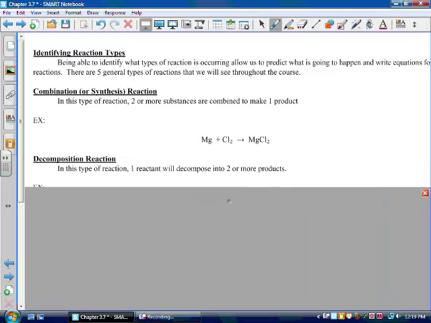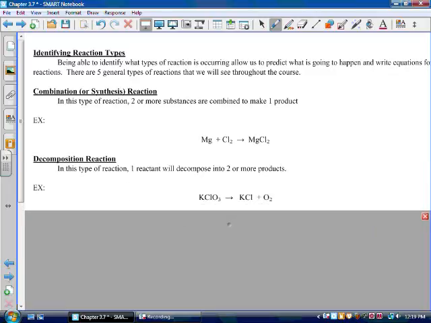The next kind of reaction is sort of the opposite of that, and it is a decomposition reaction. A decomposition reaction is a reaction in which there's one reactant. So on the left side of the arrow, there's only one substance. And on the right side of the arrow, it's decomposing or breaking down, we know what decomposition means, into 2 or more substances. Now those 2 or more substances can be elements, compounds, or any mixture of those 2.